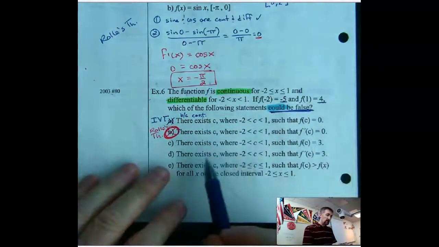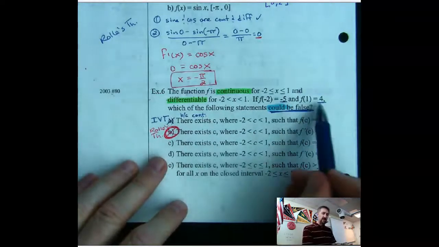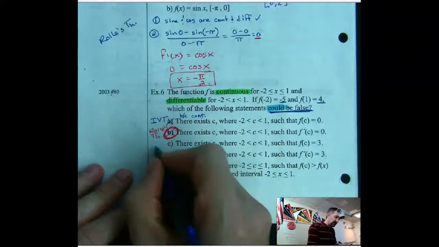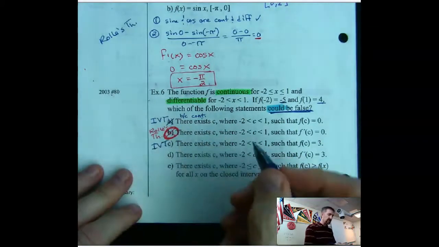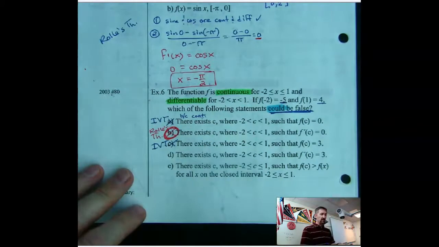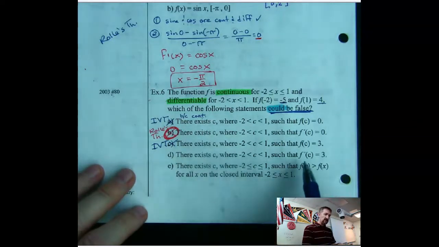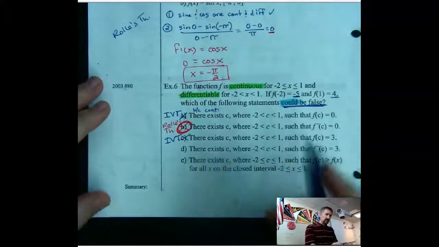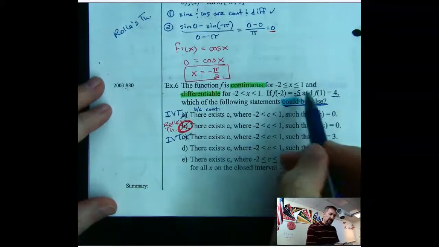Okay. So 3, that's the same thing. If we're going from negative 5 to 4, it's going to have to be 3 somewhere in between there. So that's the intermediate value theorem again. So that can't be false. Somewhere the derivative has to equal 3. Well, that would be the mean value theorem if it applies. I mean, it does apply, but if it equals 3. So let's check that out.